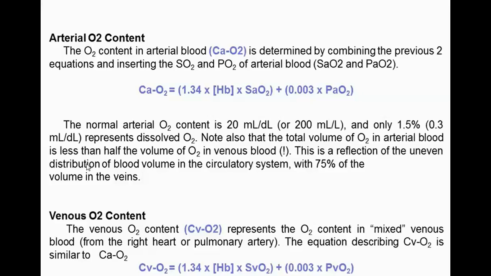With 75% of the volume of the blood in the veins, the total volume of oxygen in the arterial blood will be less than half the volume of the oxygen in the venous blood. The venous oxygen content is the same equation as above, but instead of A it will be V: the saturation of the vein, and here it will be PvO2 instead of PaO2.